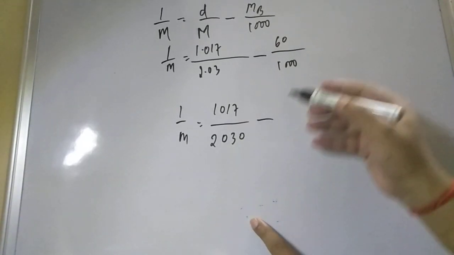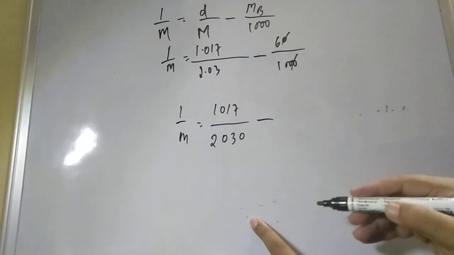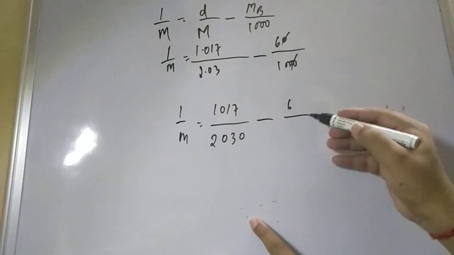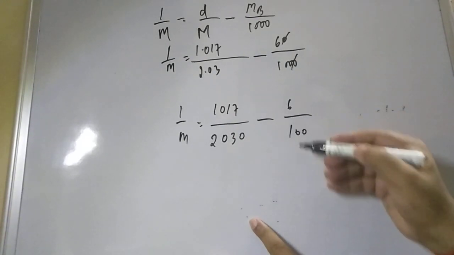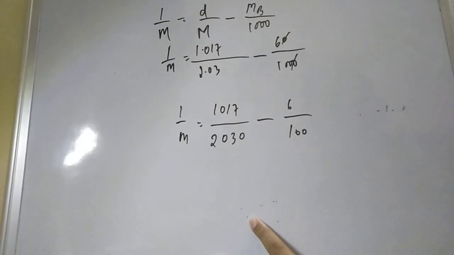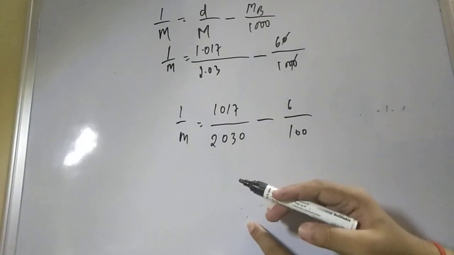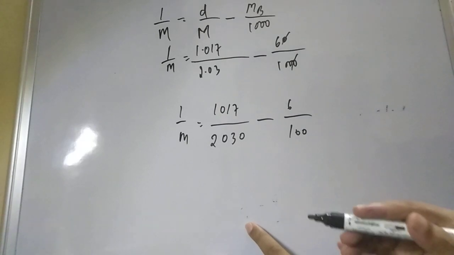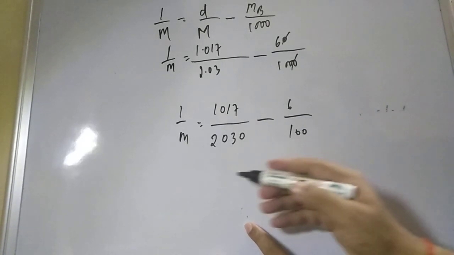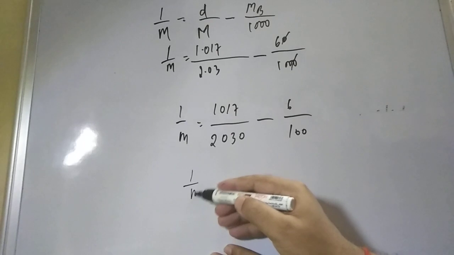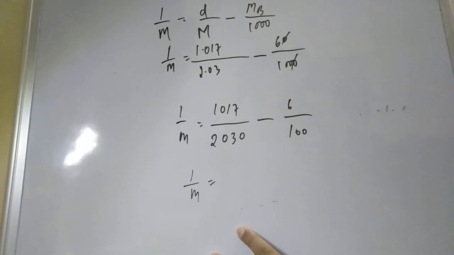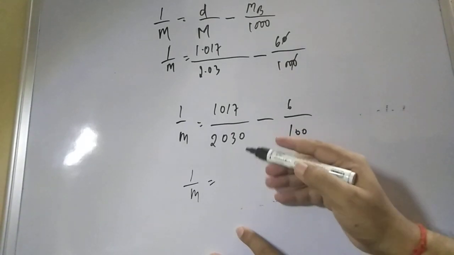This will come, minus 10, 10 cancel out. So how much is coming? 60 by 6 by 100. Again, what is possible, we can cut it out. And when you are cutting this, 1 by m is coming 2.268.